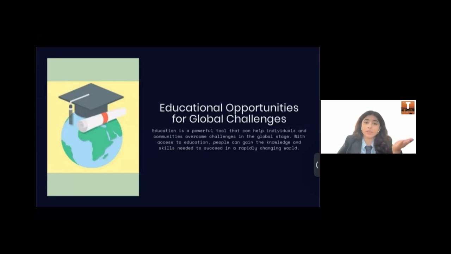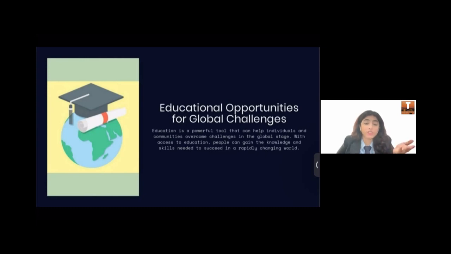Then comes sustainable development education, very important because sustainable development education emphasizes the importance of balancing economic growth, social development, and environmental sustainability. So by integrating these principles across various disciplines, education prepares individuals to address pressing global challenges such as climate change, resource depletion, and ecosystem degradation.